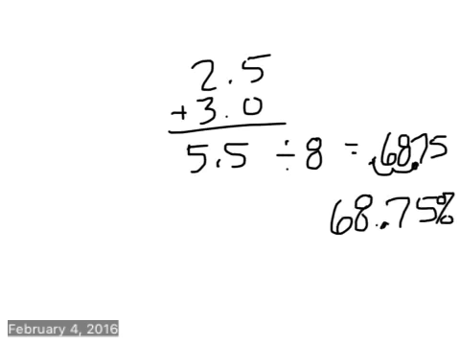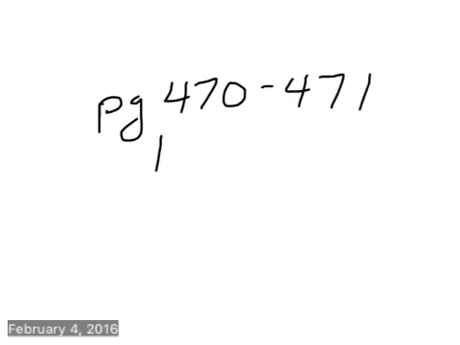Okay, so that's what you have to do when you do more than one thing. You add them together, and then you divide by how many hours total that you worked. So it's a pretty short section, a lot shorter than some of the other ones. Your assignment is going to be on pages 470 to 471, 1 through 15.